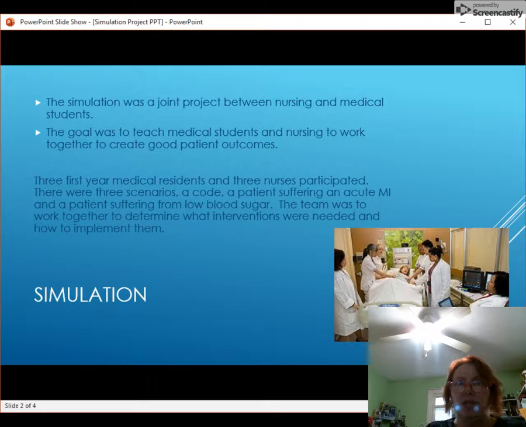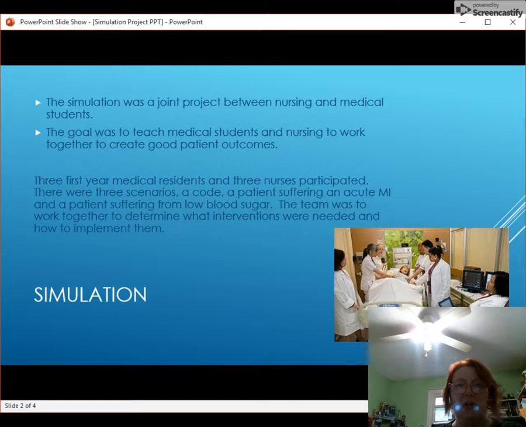So the simulation I attended was a joint project between the nursing and medical students for Rochester Regional Health Services. The goal was to teach medical students and nursing staff to work together to create good patient outcomes. There were 3 first-year medical students and 3 nurses that participated, and they had 3 scenarios: a code, a patient suffering from an acute MI, and a patient suffering from low blood sugar. The team was to work together to determine what interventions were needed and how to implement them.